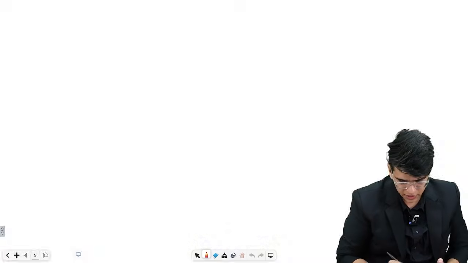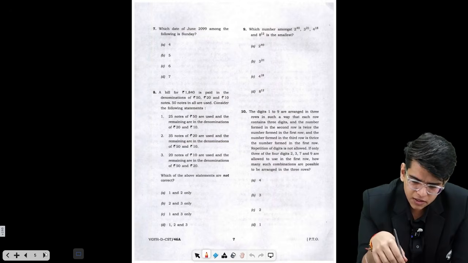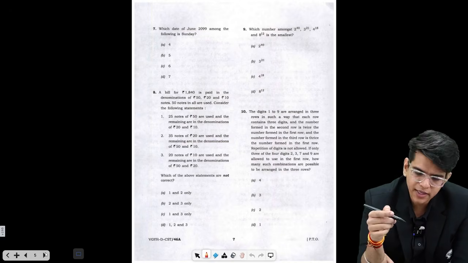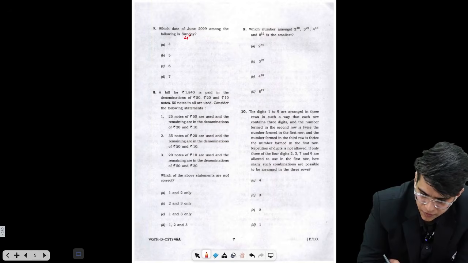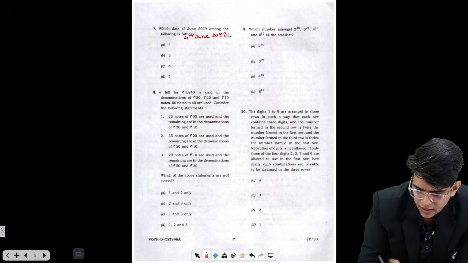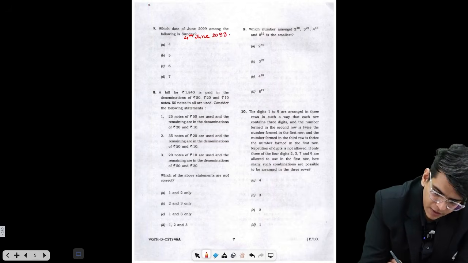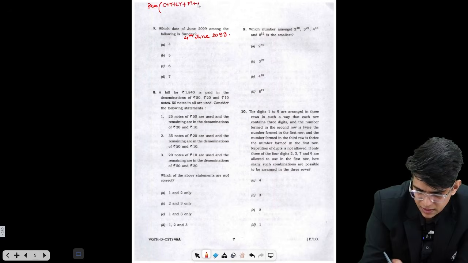Let's move to the next page. Here, which date of June 2099 among the following is Sunday? To solve such questions, we can calculate the day on any of the given dates. Suppose I am calculating on 4th of June 2099. This is based on a formula where we need to find the remainder when century, year, leap year plus month plus day plus 5 is divided by 7.